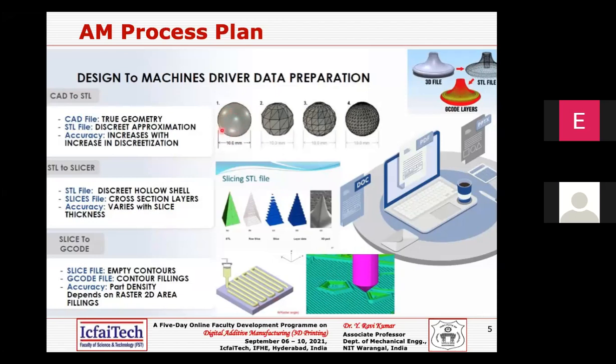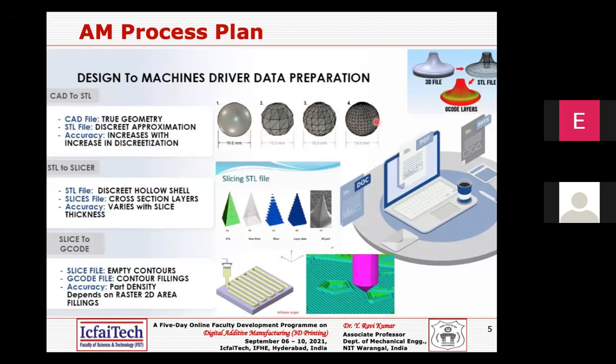And as such, you cannot send this true geometry to the AM machine, which in turn we need to convert as an STL file. STL file, basically, is a triangular mesh, and you can control the triangular mesh resolution by varying parameters like chord height, angle control, step size, and so on. Once you manipulate the parameters, then you can come out with the best resolution of this STL file.